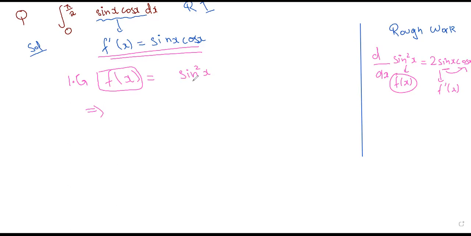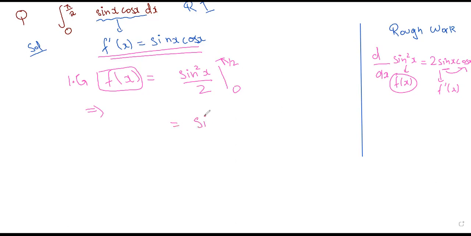If we have sine square x, multiplying it with 2. Very good. So this is basically f of x, and this would be the integral, right? And we have limits here, pi by 2 and 0. So we need to plug in the limits as well.